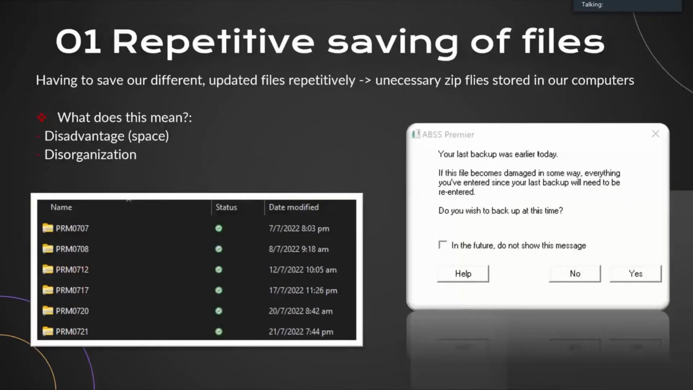Why is that so? Because having to save our different updated files repetitively actually causes unnecessary zip files stored in our computers. What does this actually mean? As you can see, the constant backup of the zip files causes this amount of zip folders to be updated in the course of me using my ABSS software, and it puts me at a disadvantage because I have very limited space on my computer, and I do experience some technical difficulties like lagging on the software because of that, and the disorganization in which I don't know what is the right or wrong data that I've done in these respective folders, and I will not be sure of where I have gone wrong.